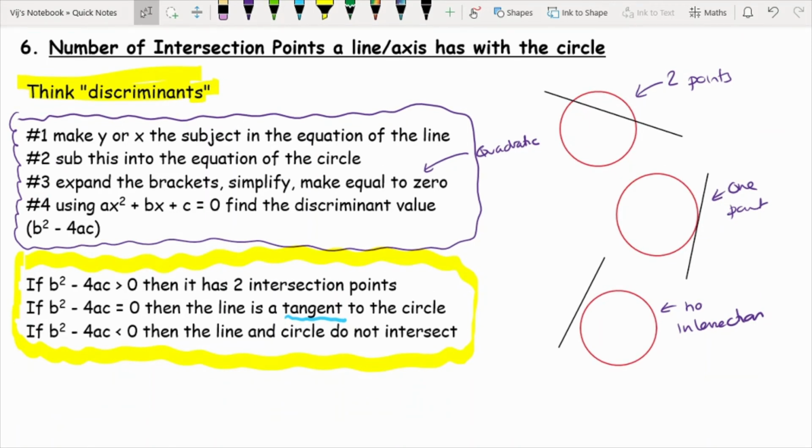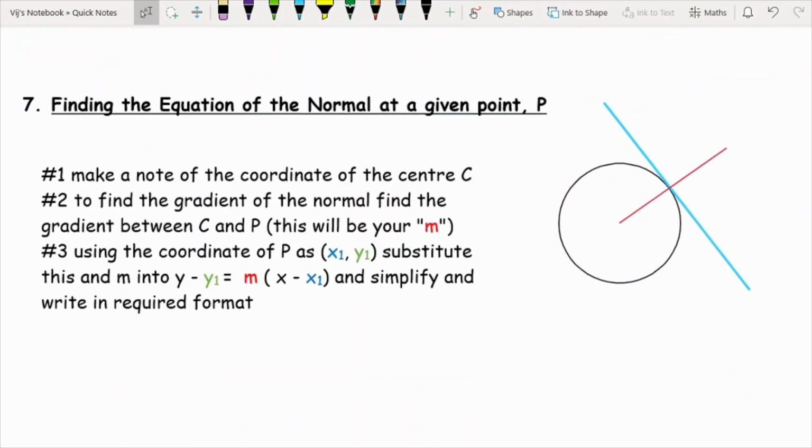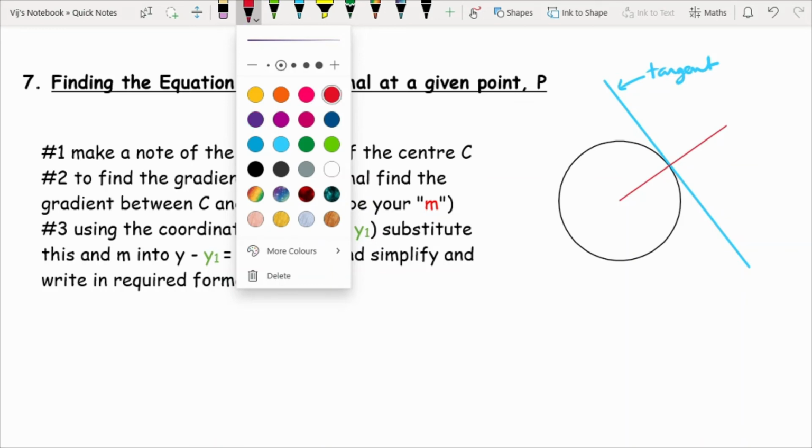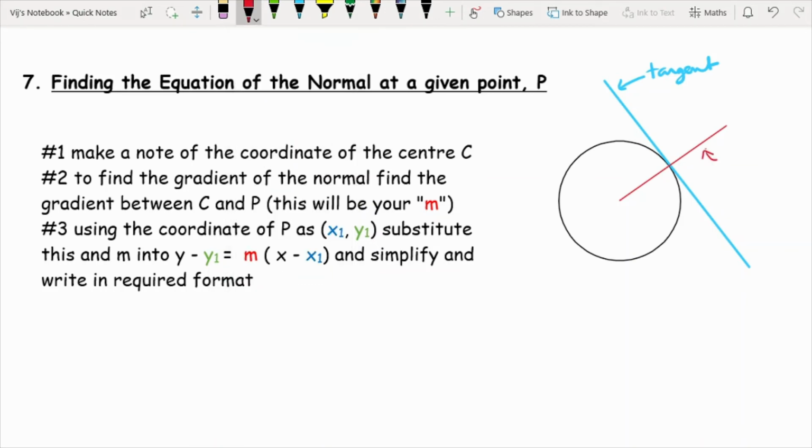So moving on to number 7, we've got here: find the equation of a normal at a given point P. Now we've not looked at differentiation just yet, where normals and tangents will come up quite prominently. In this particular diagram, this blue line is our tangent because it only touches the circle at 1 point, and this red line rather, is our normal.